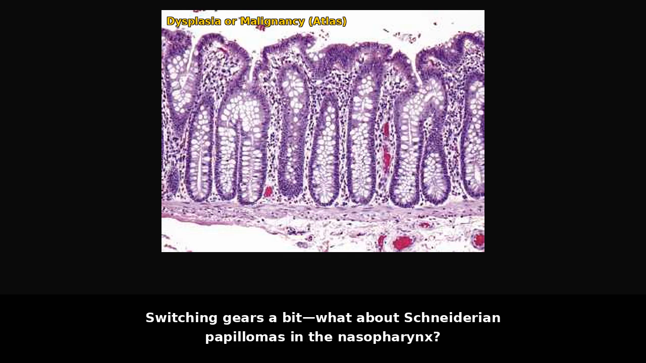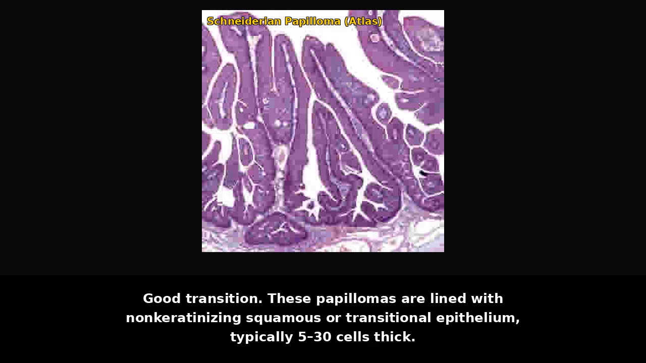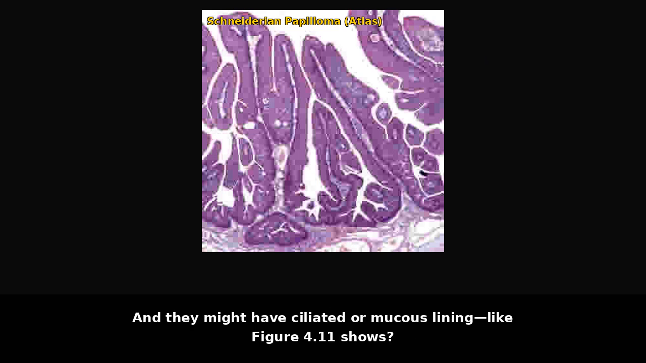Switching gears a bit, what about Schneiderian papillomas in the nasopharynx? Good transition. These papillomas are lined with non-keratinizing squamous or transitional epithelium, typically 5 to 30 cells thick. And they might have ciliated or mucus lining, like figure 4.11 shows.